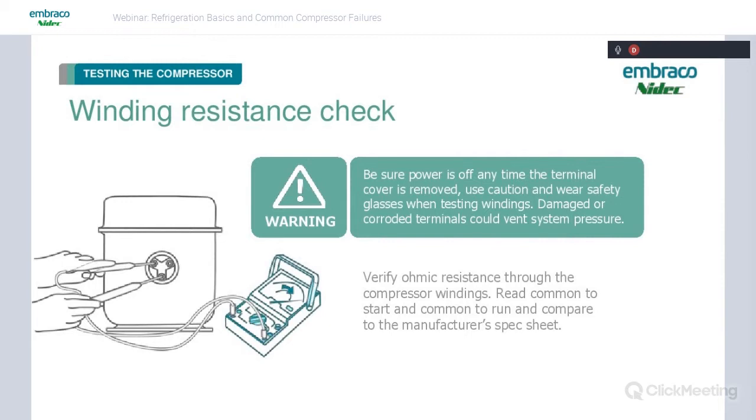It may only be 50 or 60 PSI of pressure, but if you've ever been around this, you're going to know it's fairly violent, and it makes a pretty good pop. You don't want to have your face anywhere near that when that happens. So make sure we have the power off and wear our safety gear. And then basically we're going to verify the ohmic resistance through the compressor windings. You're just going to read common to start and common to run and compare it to the manufacturer spec sheet.